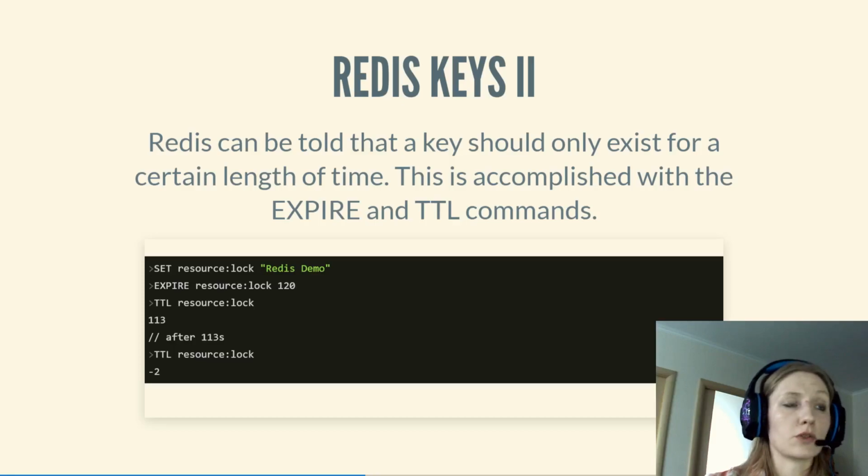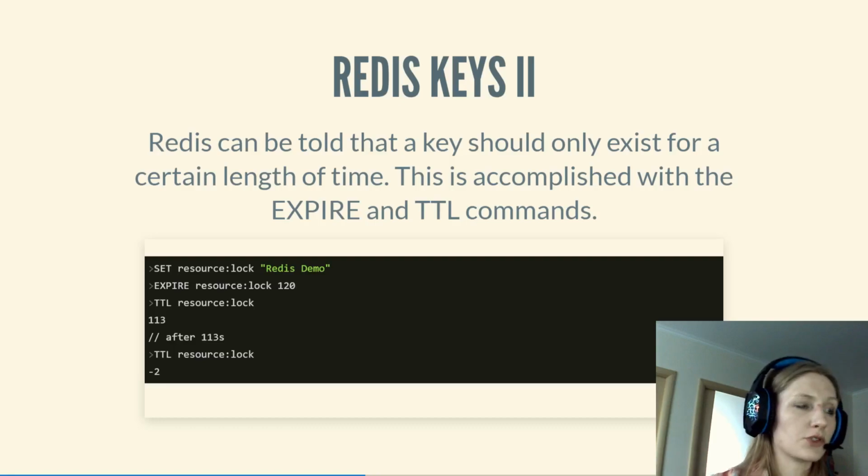Here is another point. Redis keys can be told to have a time to live. That means that they should be destroyed after a period of time, and you can accomplish this using the EXPIRE and TTL commands. In this example, you can see that we set a resource lock, and then we set an expire for it. The expire is 120 seconds.